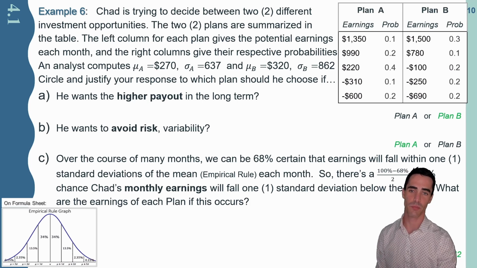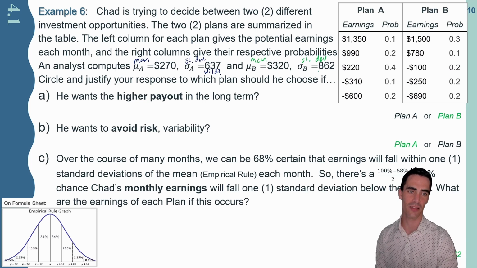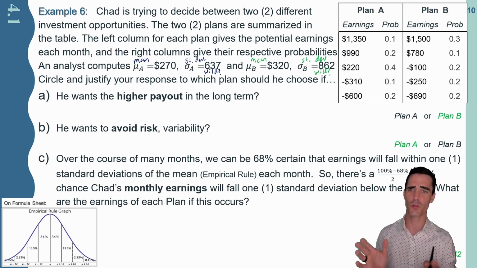Let's say an analyst computes these values: we have a mean for the first plan of 270 and a standard deviation of 637. Again, that's a measurement of how wild my data is. Versus my second plan, which has a mean or expected value of $320 and a standard deviation of $862. That's the measurement of how wild this information is. So there's two different investment opportunities. How do we choose between the two?